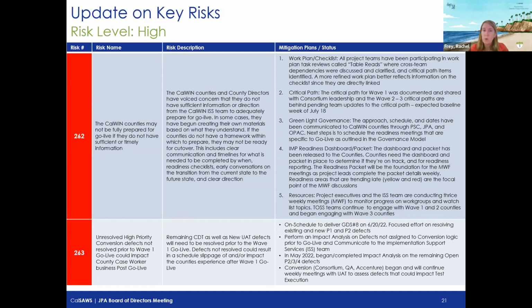That leads us into what will be coming up for the wave 1 counties, which is our formal governance process around green light that will assess the overall readiness for the county to go live in October. For the wave 1 counties, we also have a readiness dashboard and packet with summaries that are updated weekly and provide a visual of where the county is relative to their respective readiness areas. We're monitoring that as well as part of the critical path.